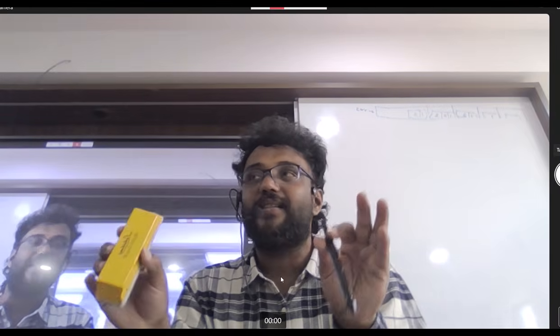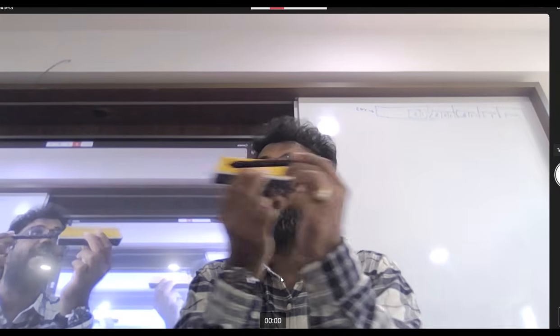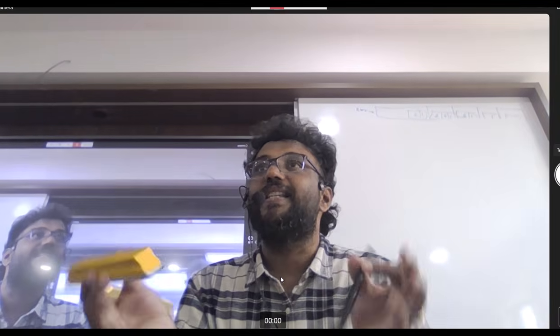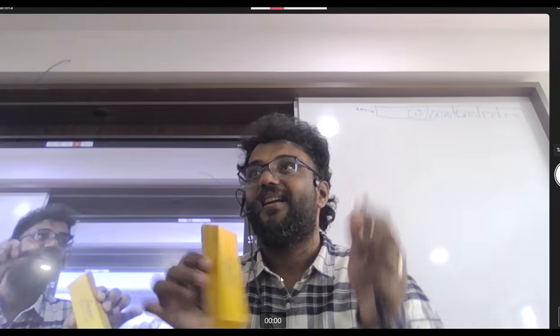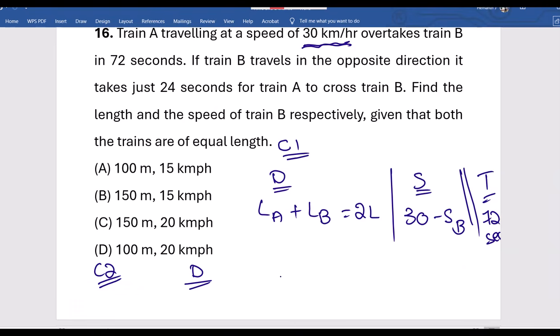So in both cases, same direction or opposite direction, distance is LA plus LB only. Speeds will be affected. Distance will not be affected. That you try to understand. Now, distance will be, yes, LA plus LB, nothing but 2L.